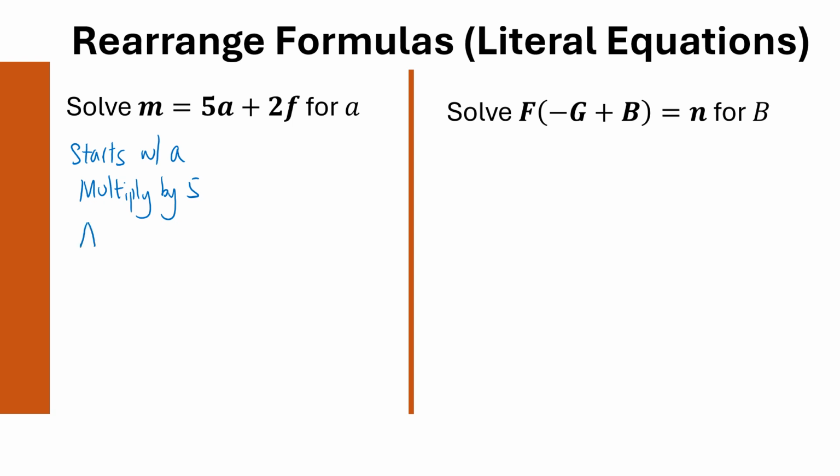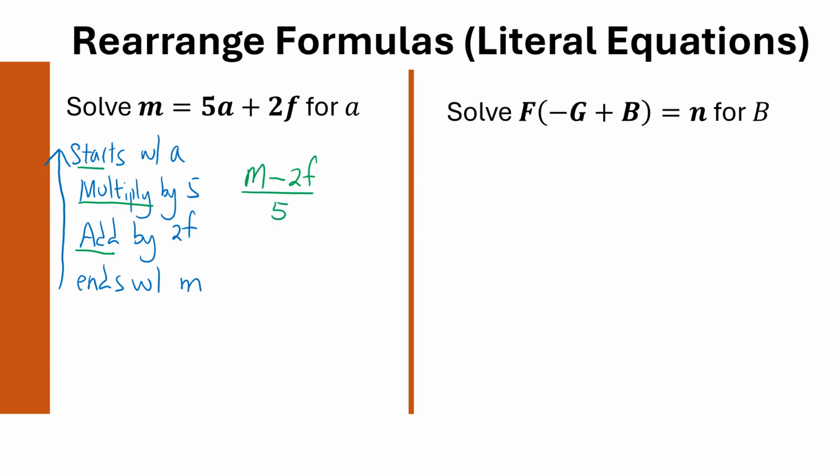And then it's added by 2f. And then equals, so therefore the equation ends with m. And when you write the equation for a, you're going to go backwards and do everything the opposite. So instead of ends with m, you're going to start with m. Instead of adding by 2f, do the opposite, so you're going to subtract by 2f. Instead of multiplying by 5, you're going to divide it by 5. And instead of starts with a, it ends with a. And that's the equation when you isolate the a.